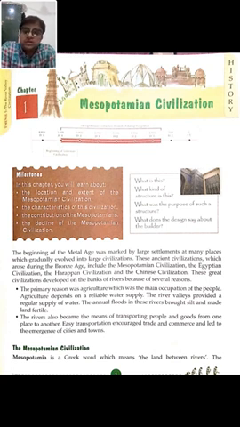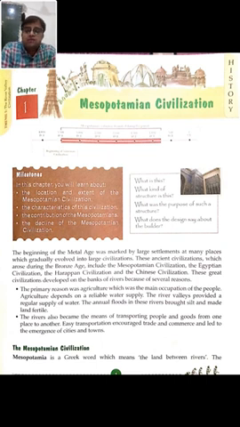So the next point is, the rivers also became the means of transporting people and goods from one place to another. Easy transportation encouraged trade and commerce and led to the emergence of cities and towns. The people were able to transport goods from one place to another by water transport. Water transport means people use ships and boats to carry their goods from one place to another to sell them. And with this, new cities and towns came into existence.